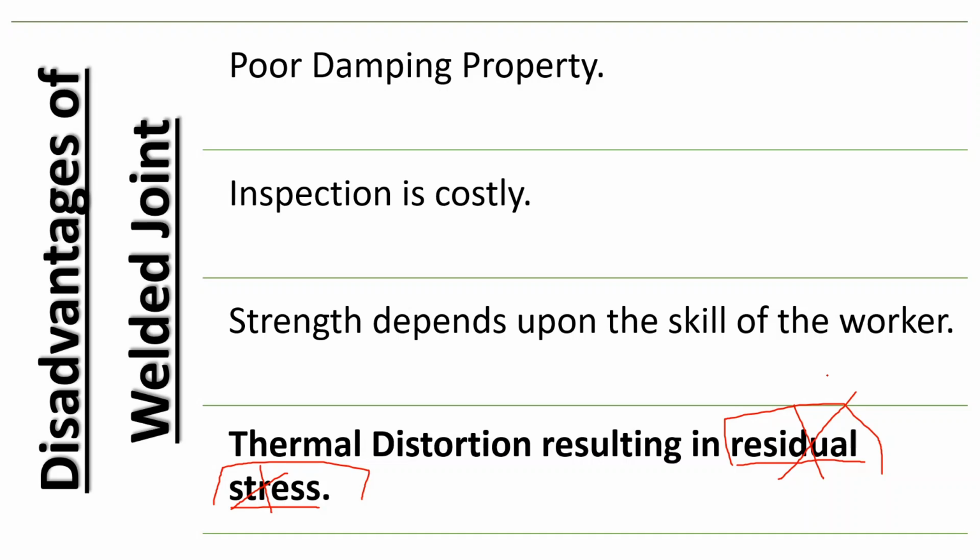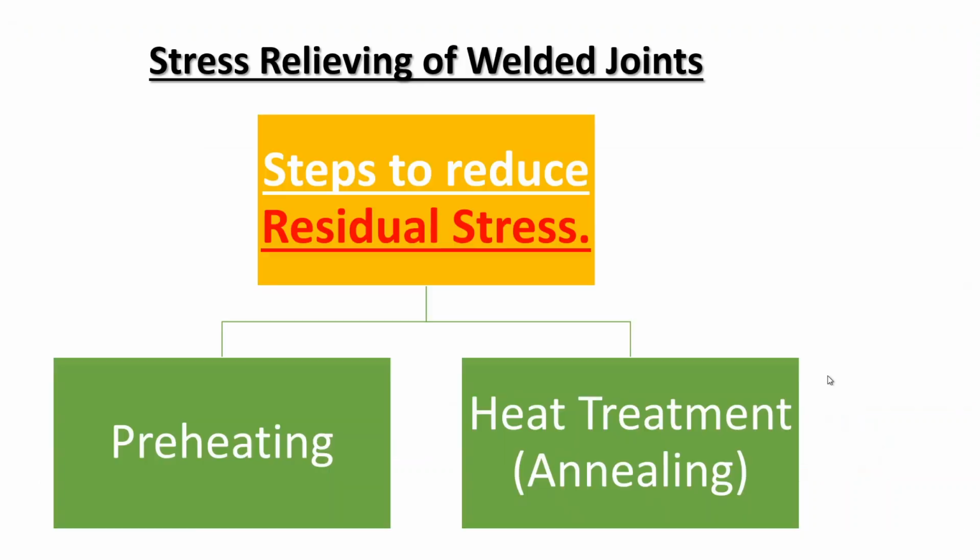Now, the good news is that we have some methods which will reduce the magnitude of the residual stresses. Here you can see the two methods which reduce the magnitude of the residual stresses. The first method is preheating. Preheating of the weld area to retard cooling of the metal in the vicinity of the joint will reduce the residual stresses. So this is your first method. And the second method is the stress relieving of the weld area by using proper heat treatment such as normalizing and annealing.